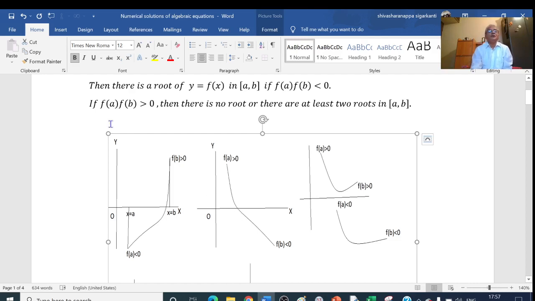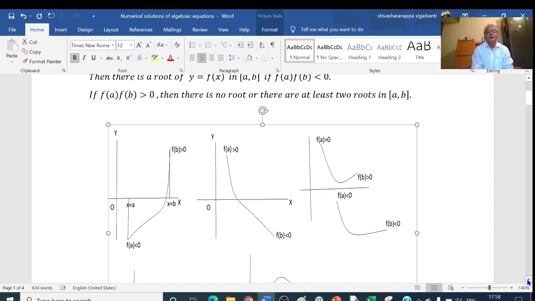Suppose the product f of a into f of b is greater than 0. This may be the case here, that f of a and f of b both are positive. Then the curve may be like this. That is, here no guarantee that this crosses the x-axis. Similarly, suppose f of a is negative, f of b is also negative, then we get f of a into f of b greater than 0. This may be the case here. Okay, this also never crosses the x-axis.